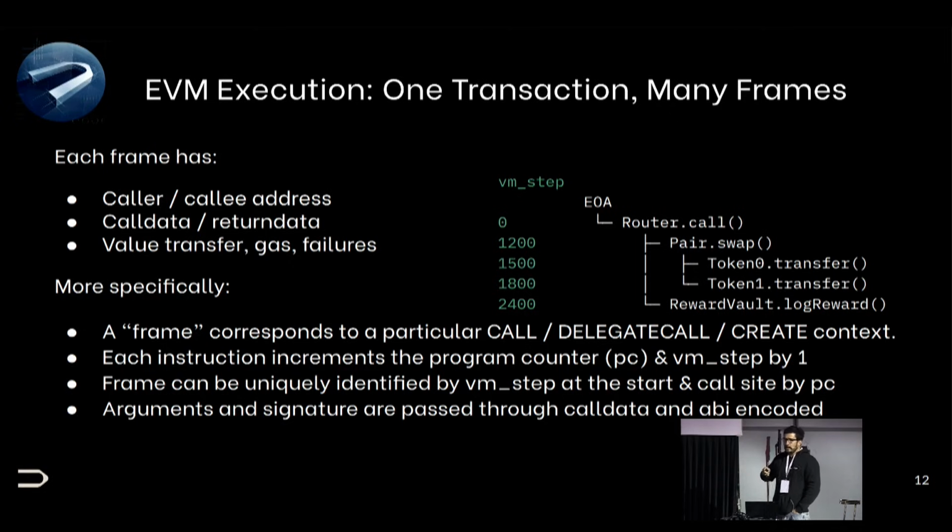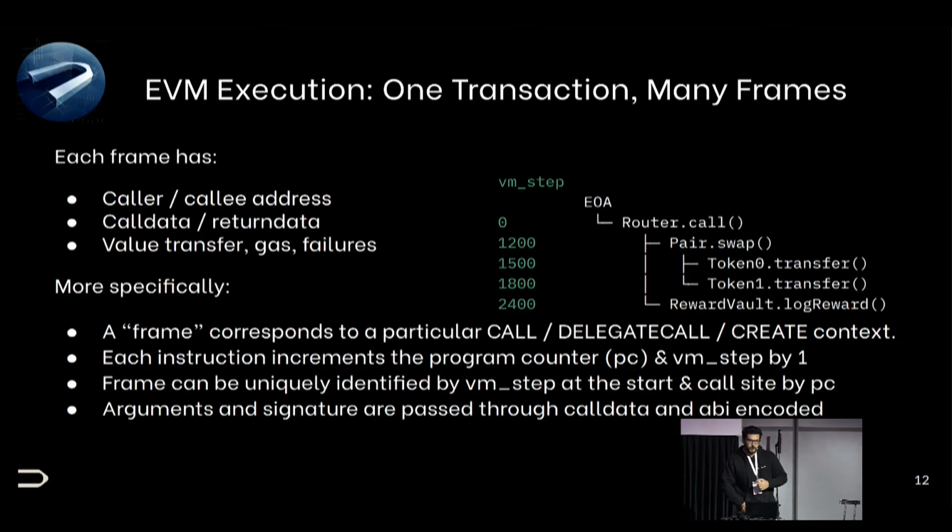And then when we get to the beginning of a new frame, so after a call, we look at the VM step, and that uniquely identifies that particular EVM frame from the rest of the EVM frames. We can also represent these VM steps in a tree, for instance. And there is a way to join your frame with your parent frame and things like that.